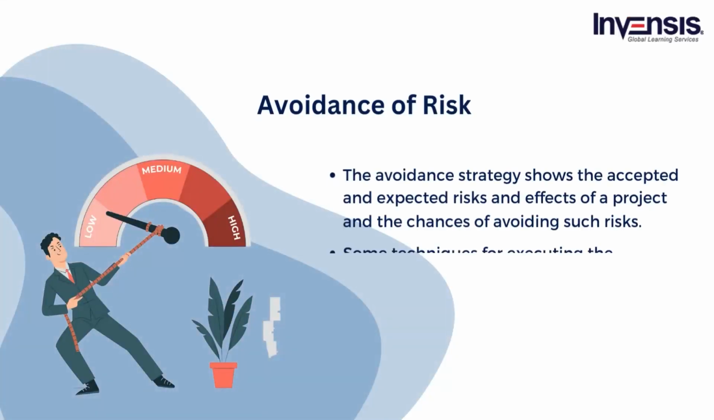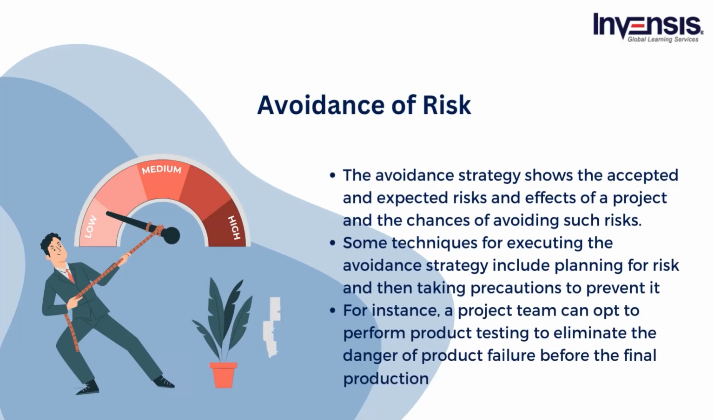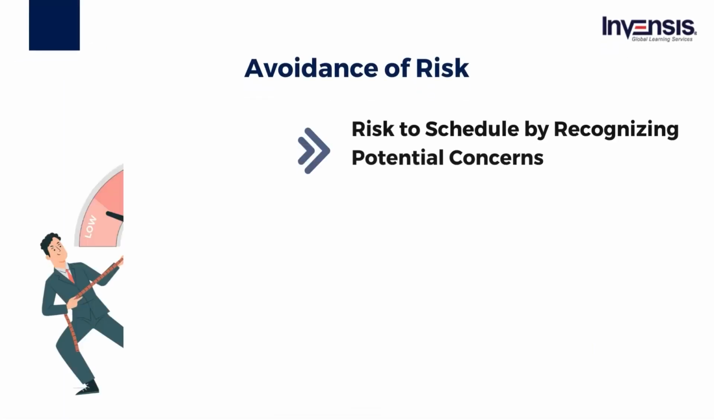The avoidance strategy shows the accepted and expected risks and effects of a project and the chances of avoiding such risks. Some techniques for executing the avoidance strategy include planning for risk and then taking precautions to prevent it. For instance, a project team can opt to perform product testing to eliminate the danger of product failure before the final production. Here are some other examples where avoidance strategies can be used. First is the risk to schedule.